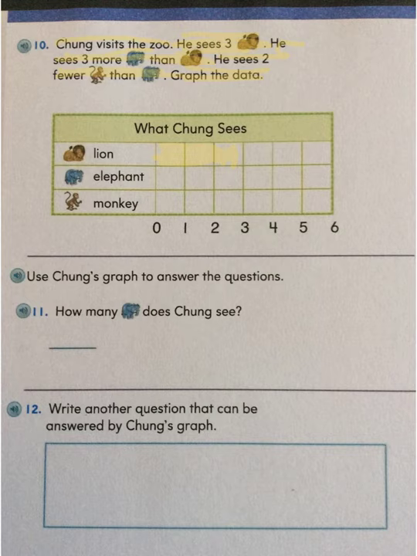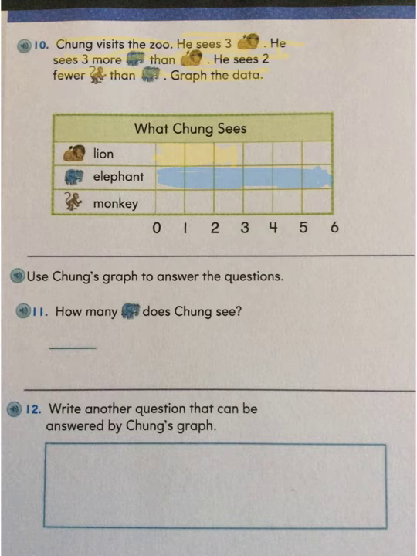Okay, now the next one is a little more challenging. It says he sees 3 more elephants than the lion. 3 more means we're adding. So if there are 3 lions and there are 3 more, that's 3 plus 3. 3 plus 3 is 6. So I'm going to color with a different color. I'm going to color all the way to 6.